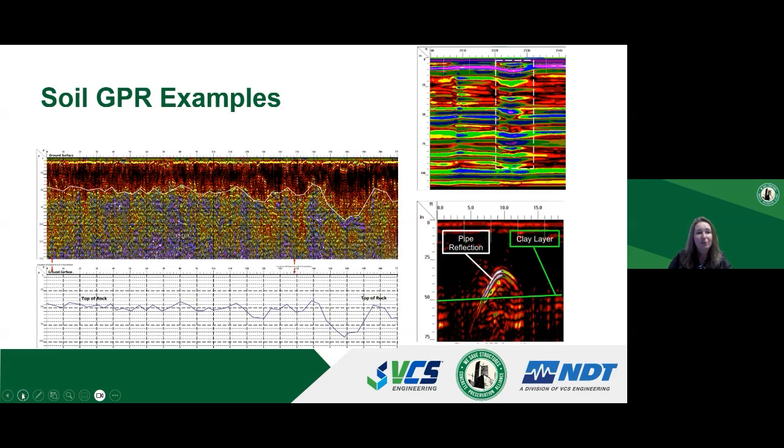Next slide, please. This slide shows examples of different GPR scans that were collected with a low frequency antenna. The scan on the left shows soil with bedrock, and that's what you see sketched out below the scan. And on the right side in the top is an example of a void in the soil, and below it is a reflection from a buried pipe.